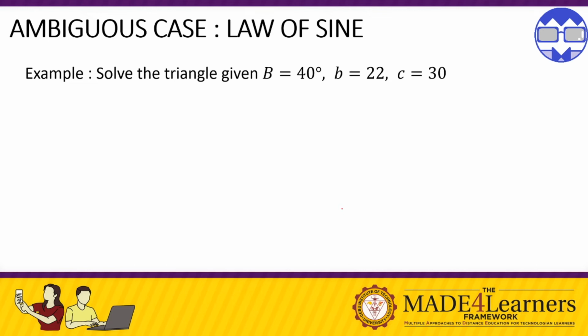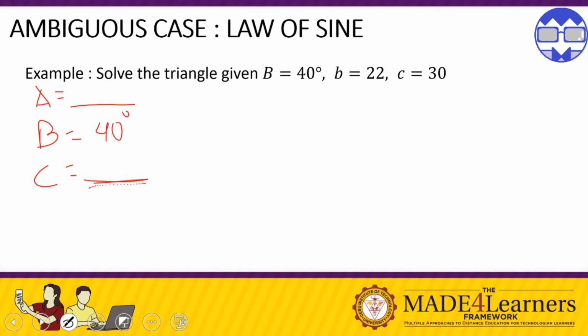Okay, so we have A here, B, C. We don't know what A is. We know what B is, then C is unknown. So we have unknown side A, side B is 22, and side C is 30. Again, since we have a pair here, we're going to use the law of sines. So let's try to look for angle C.